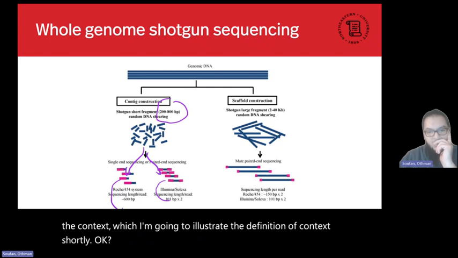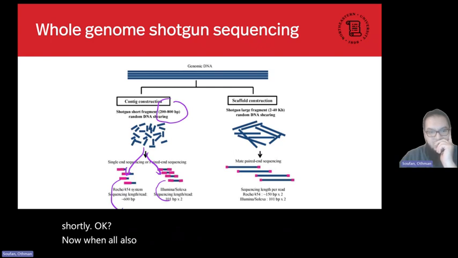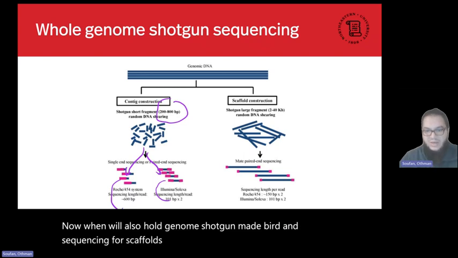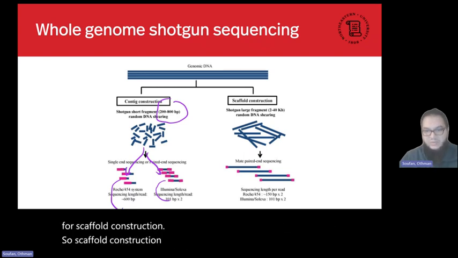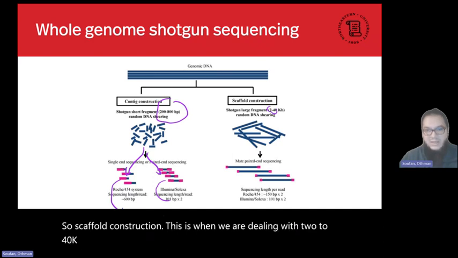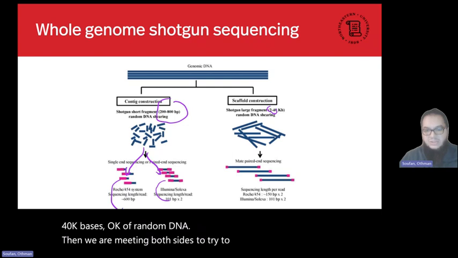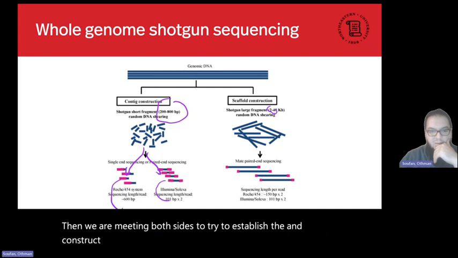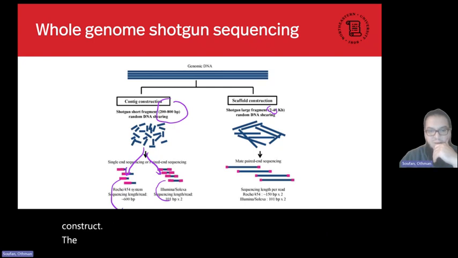Now, whole genome shotgun is also made with paired end sequencing for scaffold construction. Scaffold construction is when we are dealing with 2 to 40 kilobases of random DNA, and then we are reading both sides to establish and construct the scaffold, and so on and so forth.